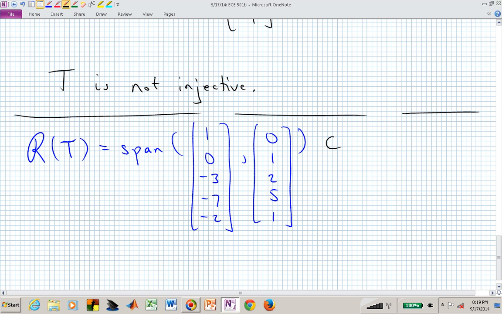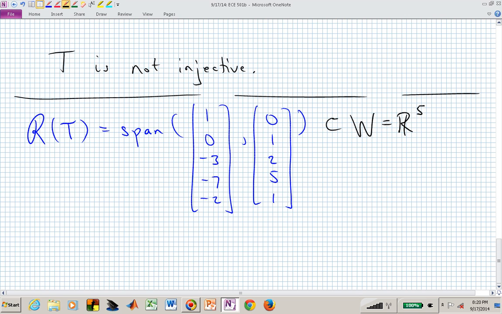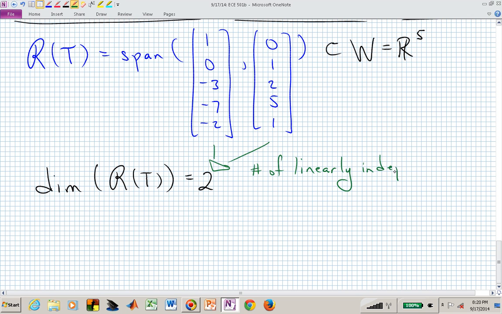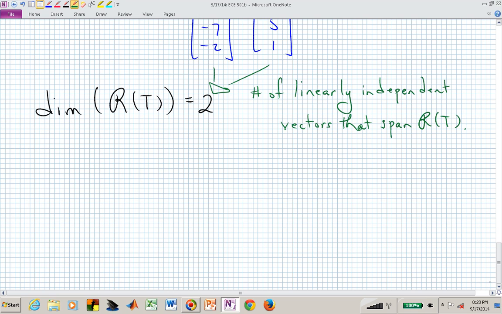This is now contained in, or a subset of W, which was R5. But now that that's a minimal spanning list, we can look at the dimension of the range of T. That contains two vectors, and that's what the dimension of the range of T equals. This is because this is the number of linearly independent vectors that span the range of T. We found that there's only two of those, and that gives us our dimension of the range of T.